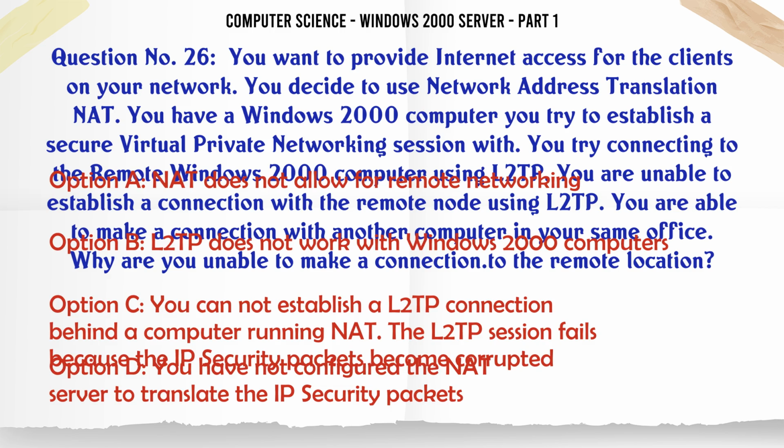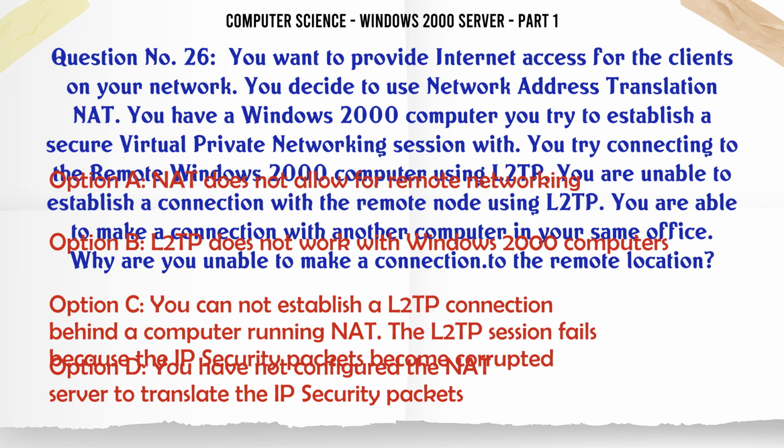You have a Windows 2000 computer. You try to establish a secure virtual private networking session with the remote Windows 2000 computer using L2TP. You are unable to establish a connection with the remote node using L2TP. You are able to make a connection with another computer in your same office. Why are you unable to make a connection to the remote location?